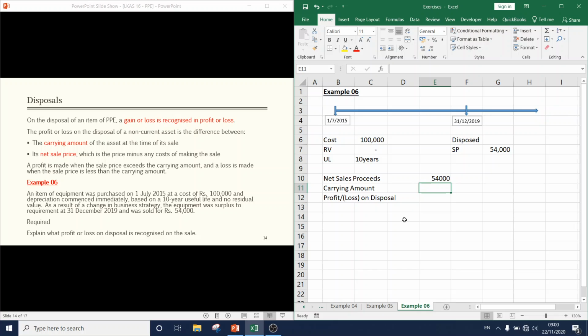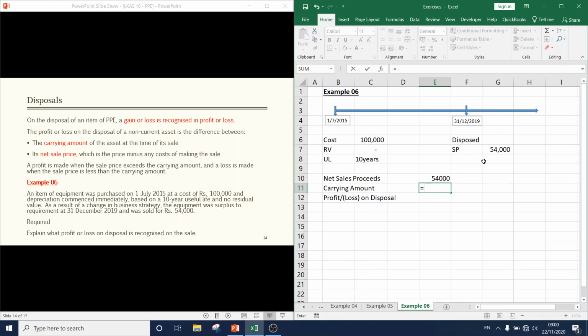The carrying amount: we purchased this asset on this date for 100,000, and the useful life is 10 years. After how many years have we sold this? From 1st of July 2015 to 31st December 2019: 2016, 17, 18, 19, so 4.5 years. After 4.5 years, we have disposed of this particular equipment.